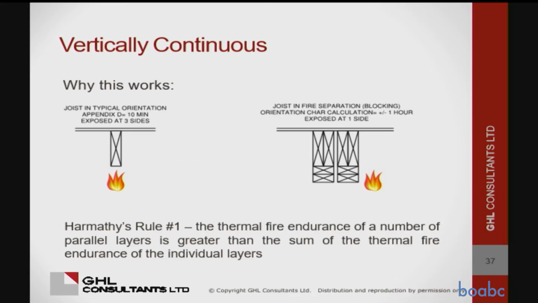Okay, and so this is why the fire blocking thing works differently than when we're talking about joists. Because a joist, in the event that the gypsum board fails, is exposed at 3 sides simultaneously. And Appendix D says you get 10 minutes out of it. If it's oriented like a fire block, then it's sandwiched between the plates above and below, and it's only exposed to fire at that one face. So it behaves differently. It lasts longer.